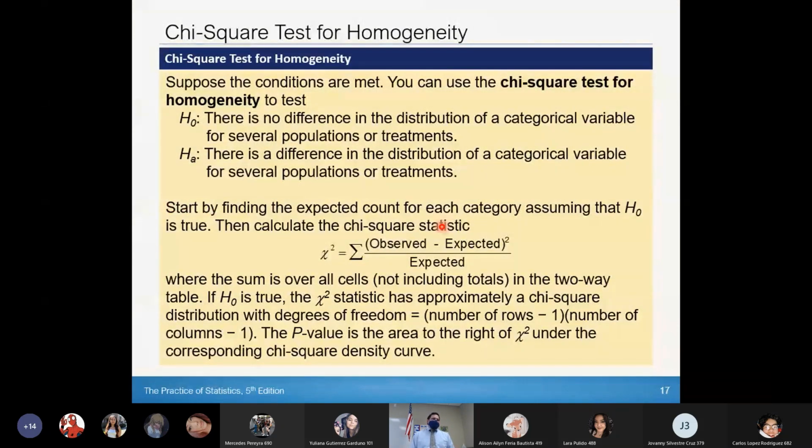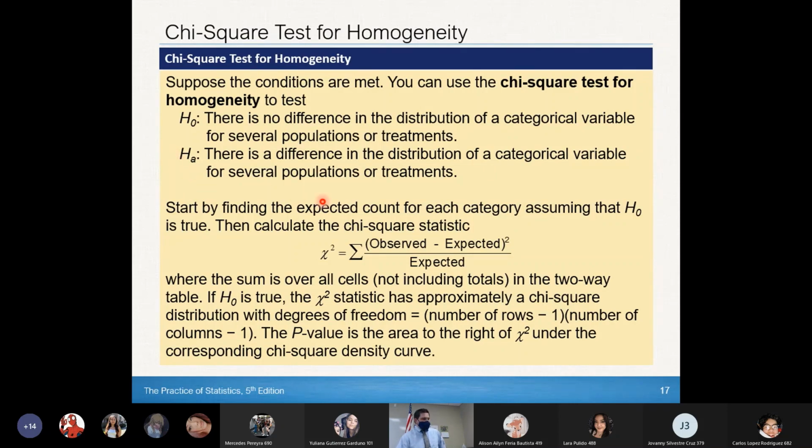So this is, in a nutshell, what our chi-square test for homogeneity is. Suppose the conditions are met. You can use the chi-square test for homogeneity to test the null hypothesis that there is no difference in distribution of a categorical variable for several populations or treatments, versus the alternative that there is a difference in the distribution of a categorical variable for several populations or treatments.